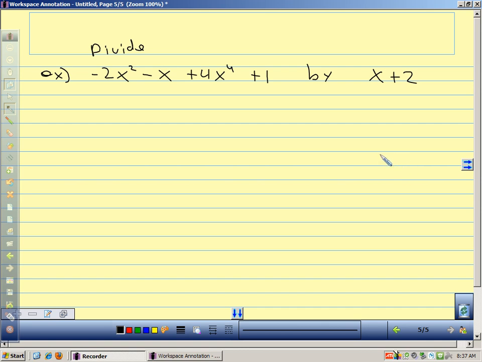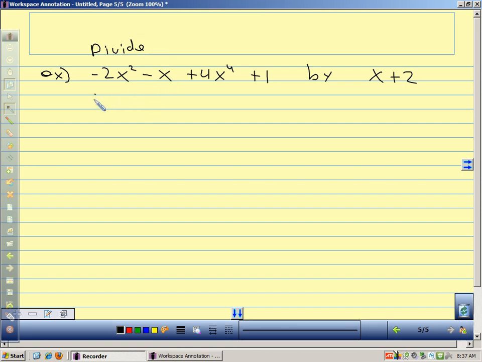Now our first step is we want our polynomial in descending powers. So we want the highest power first and go in order from that. So I'm going to rearrange this. In order to use long division and in order to use synthetic division, I have to rearrange in descending powers. And I also have to be careful if there's one of the powers missing.